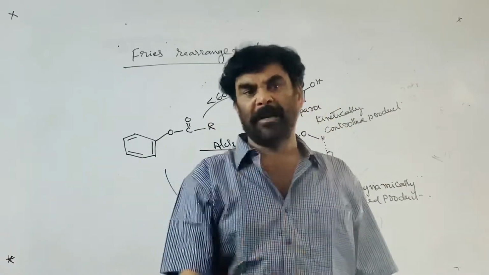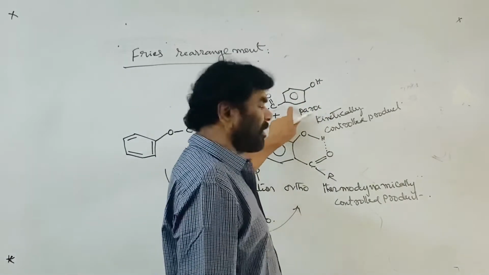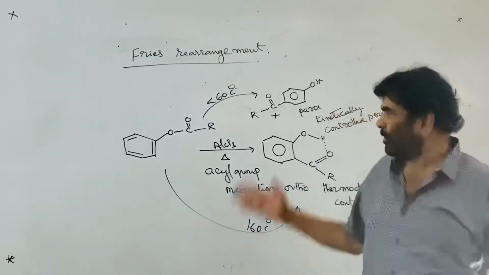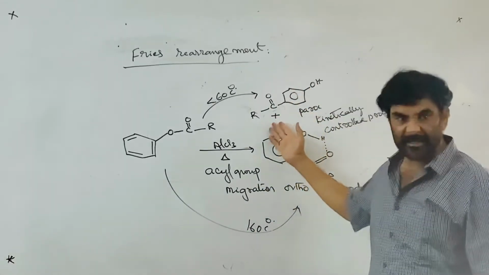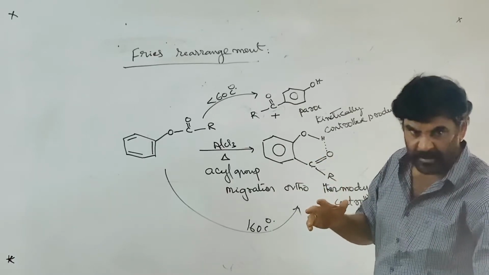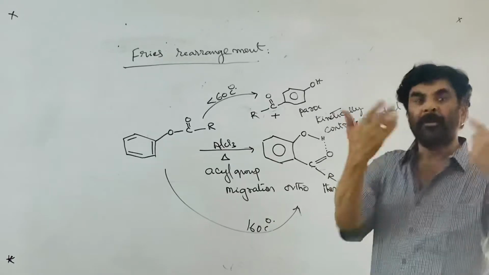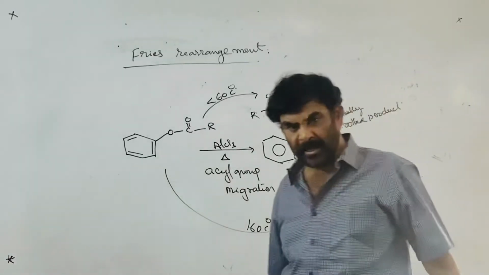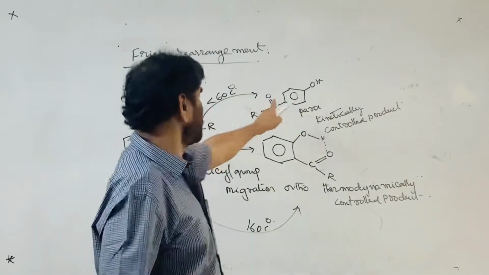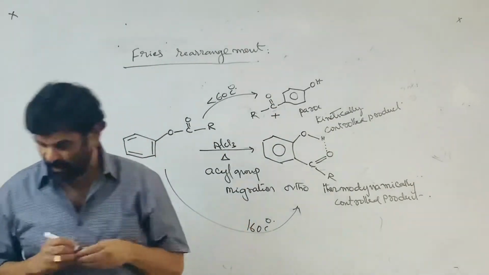It is possible under high temperature conditions. Under low temperature conditions, this product is formed. There are no ortho repulsions, so the activation energy is less. As the activation energy decreases, the temperature needed decreases. That is low temperature conditions. This is the kinetically controlled product, and this is the thermodynamically controlled product.